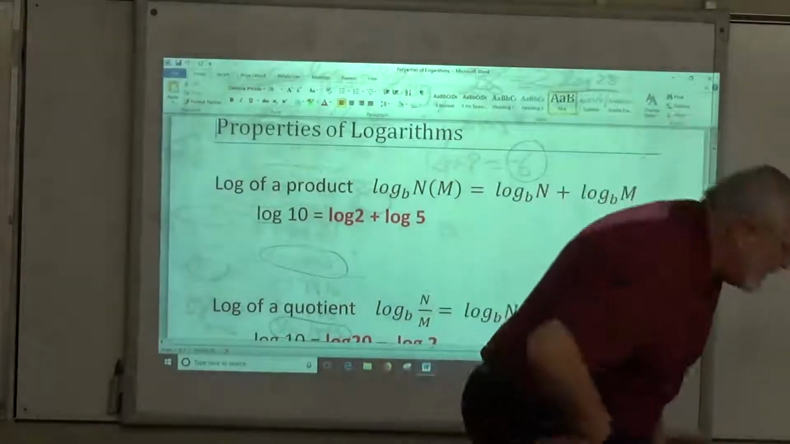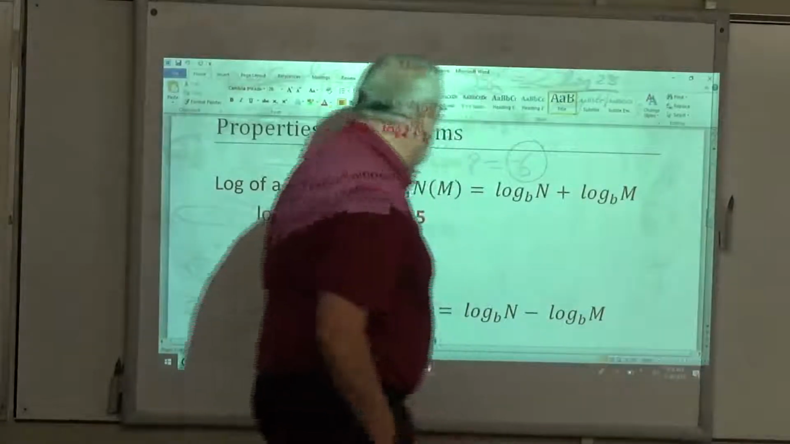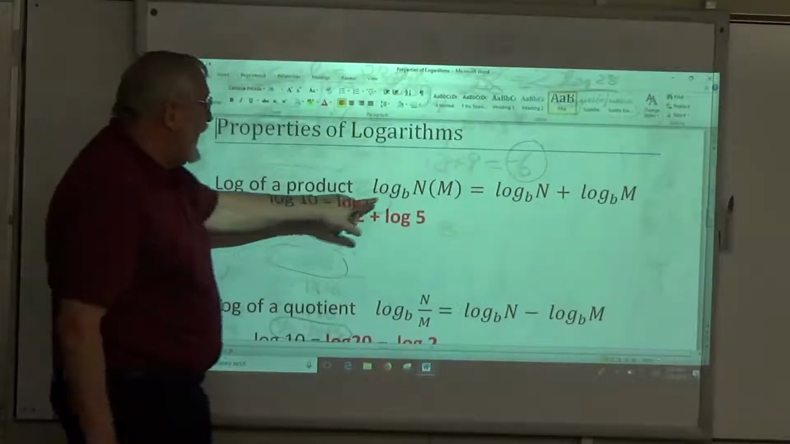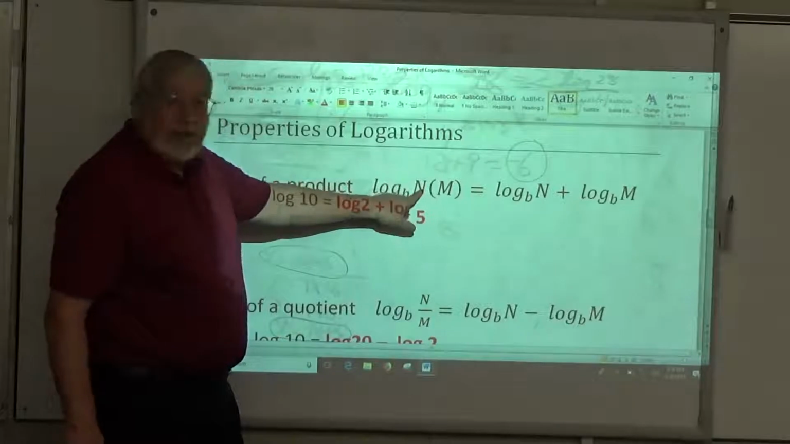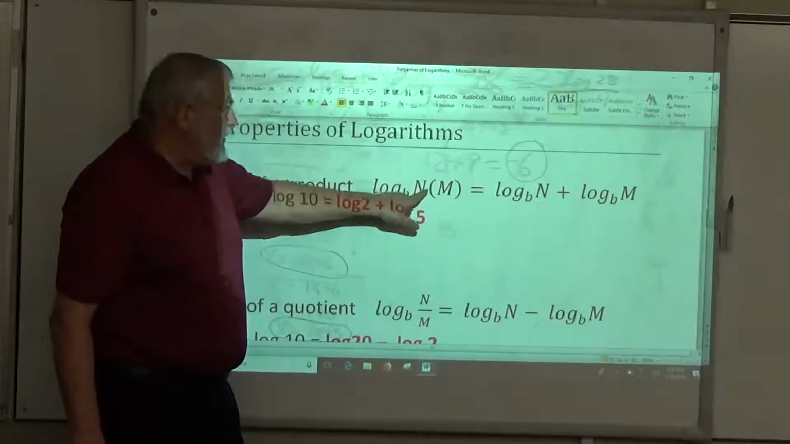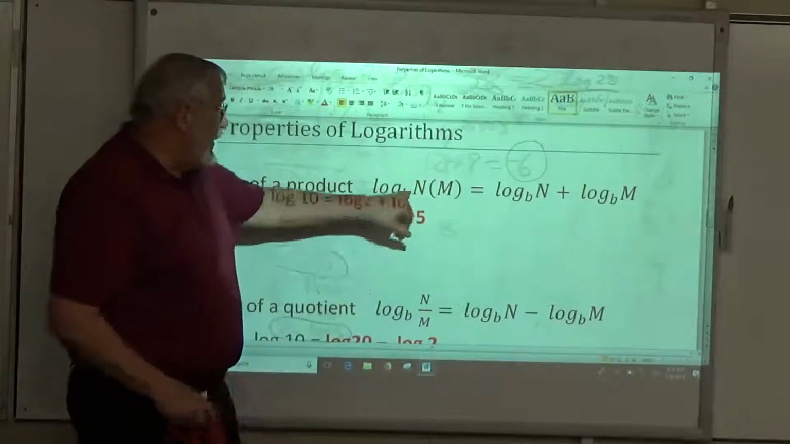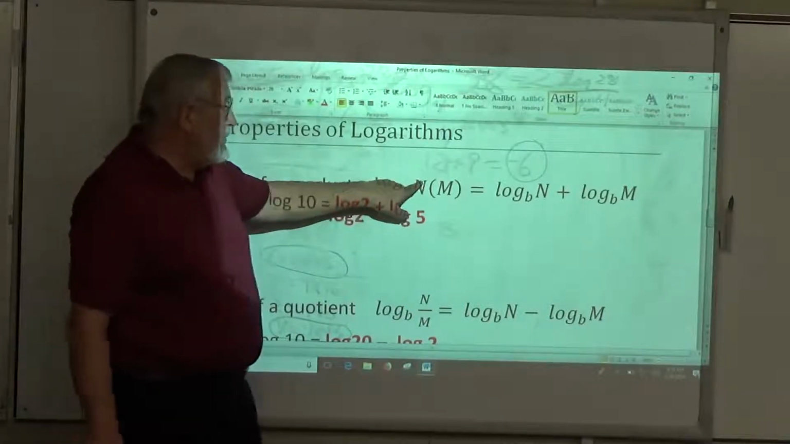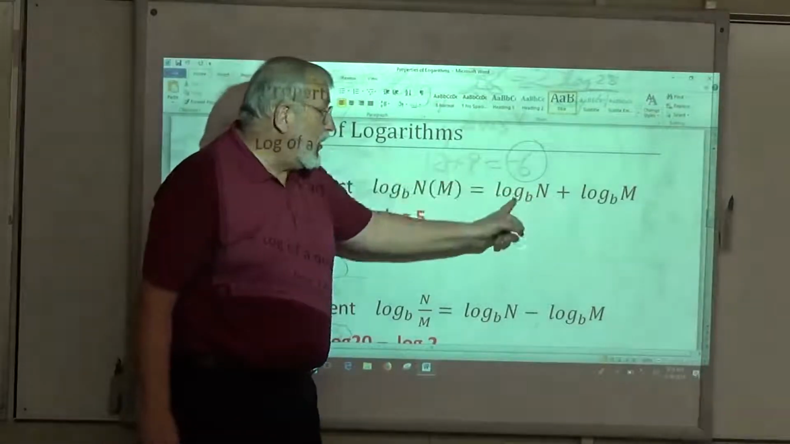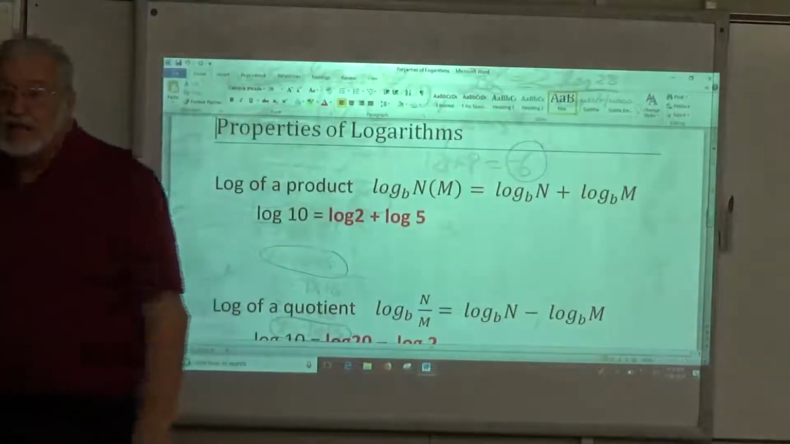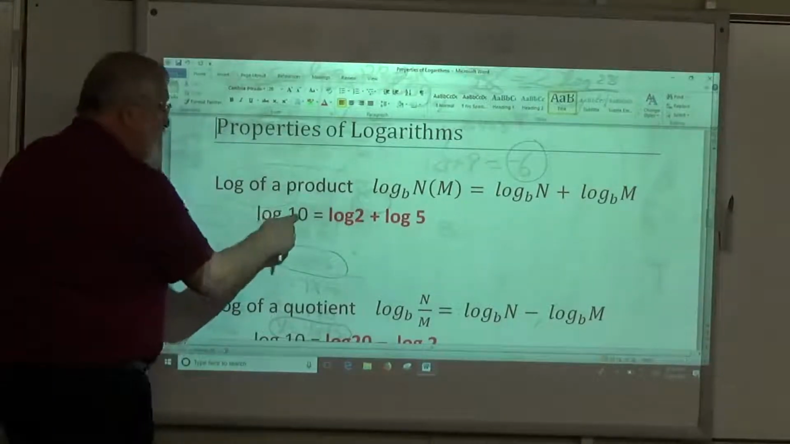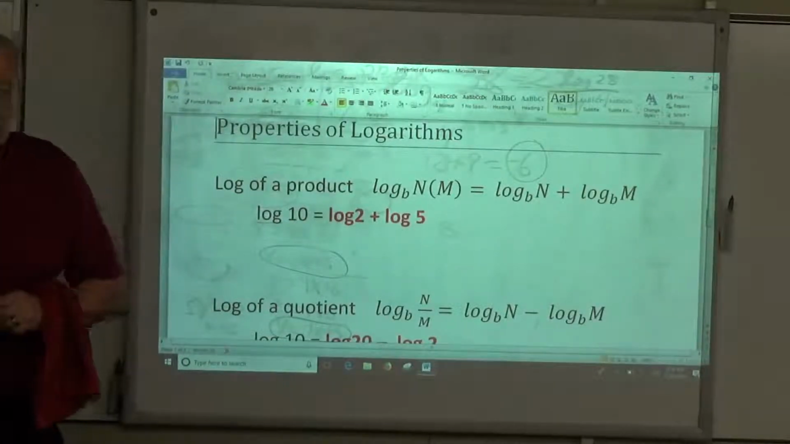Okay, so here's the first skill that we're going to talk about, and it's called the log of a product. If you have to some base b the value n times m, the answer becomes the log of b to the n power plus the log of b to the m power. So for instance, what is the log of 10? Put that in your calculator. Do log of 10.